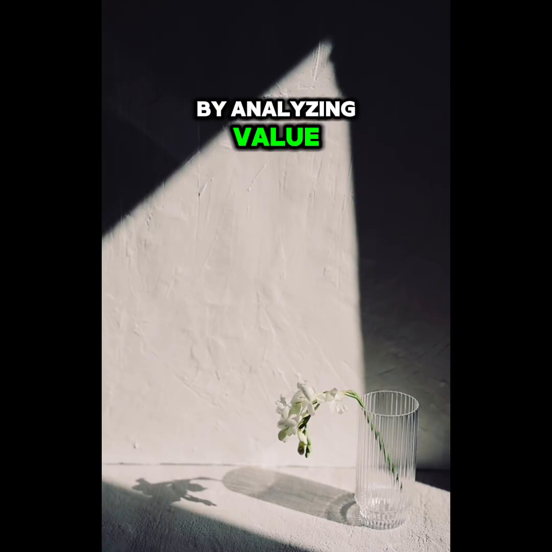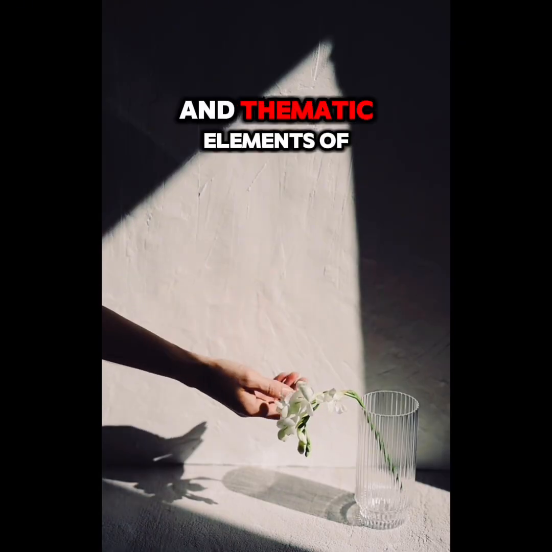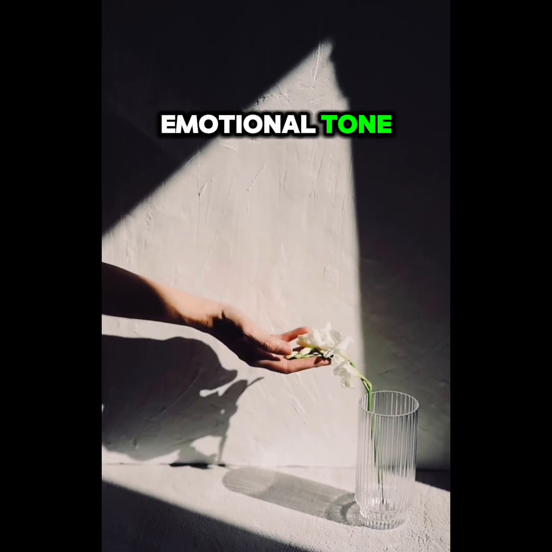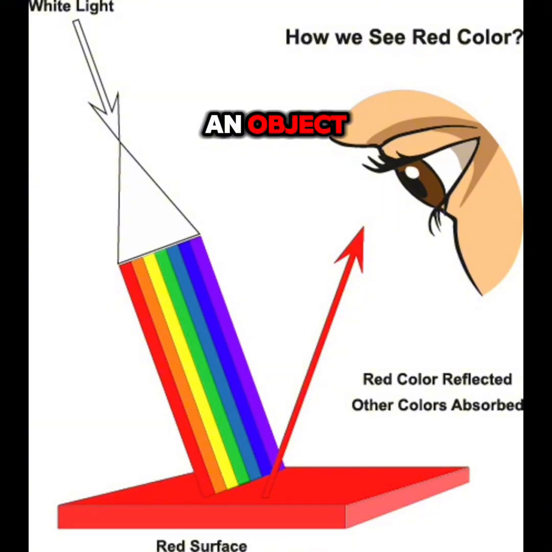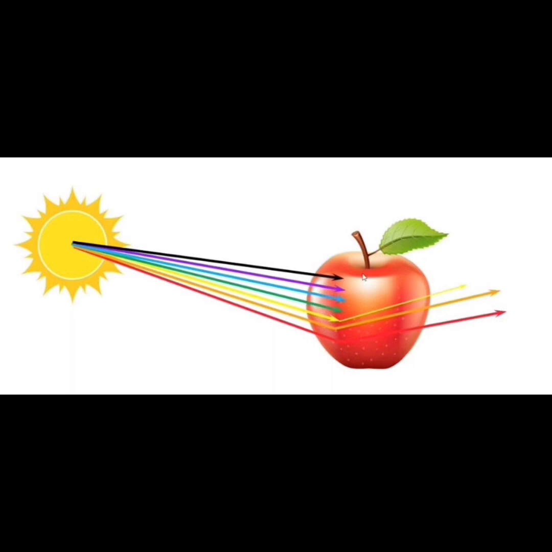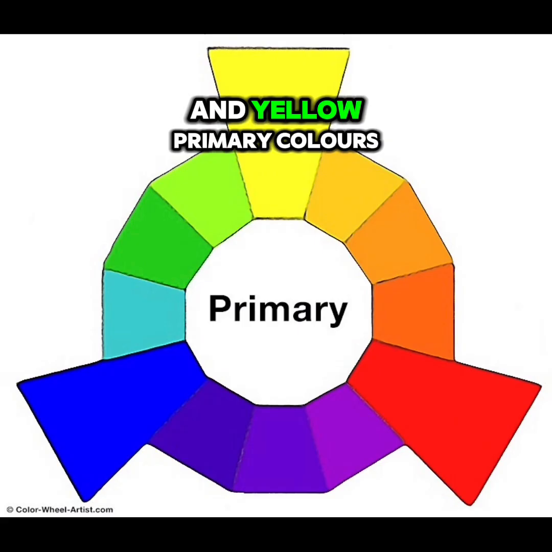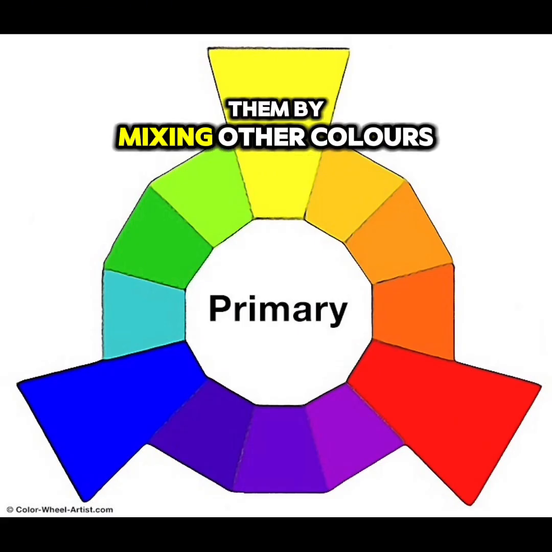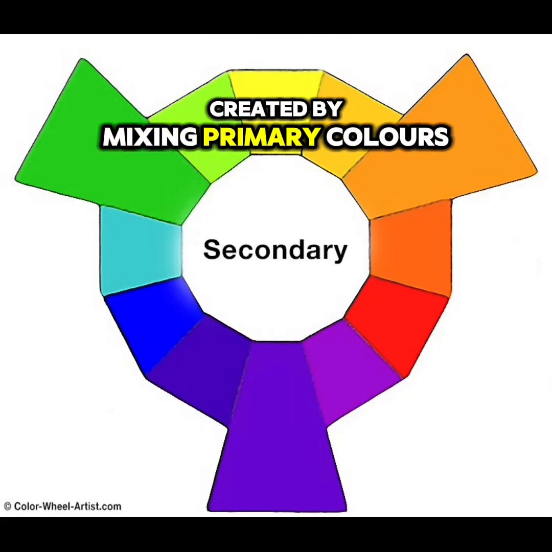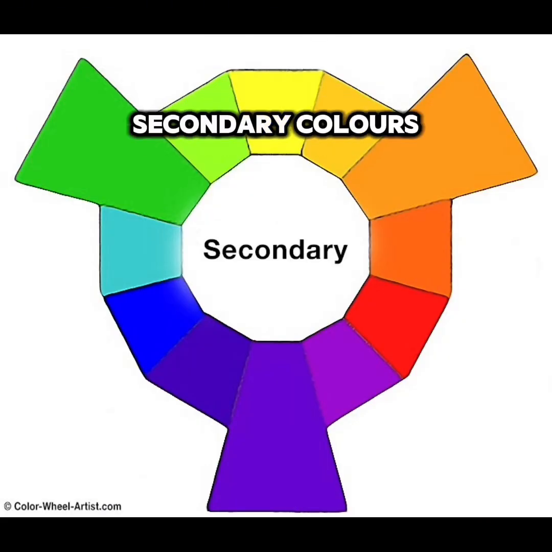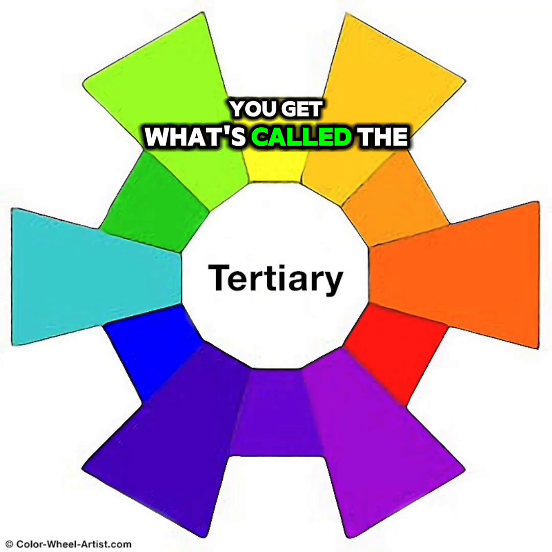By analyzing value, viewers can gain insight into the narrative and thematic elements of the piece, as well as the emotional tone the artist intends to convey. So when light hits an object, depending on the material of the object, some of it will be absorbed and some of it is reflected. The light we see reflected is what we refer to as an object's color. We call red, blue, and yellow primary colors because we can't create them by mixing other colors. Green, orange, and violet are the secondary colors created by mixing the primary colors. And then if you mix the primary and secondary colors in different combinations, you get what's called the tertiary colors, like yellow-green, or red-orange.